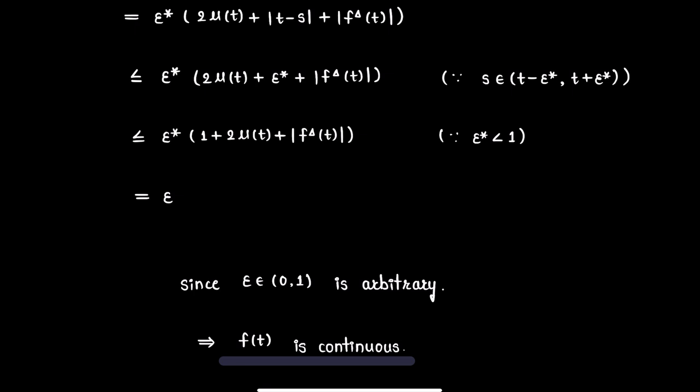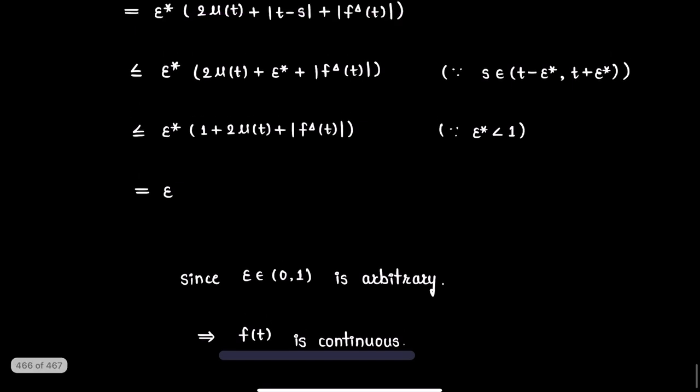So we can make this epsilon as small as we want, and therefore we have f of s tends to f of t. Therefore f is a continuous function provided f is also delta differentiable at a point t in set t to the power k, and this completes our proof.